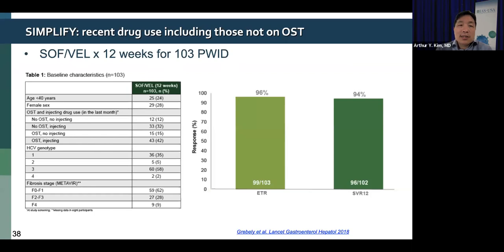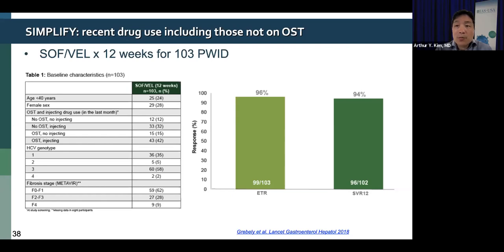But this SIMPLIFY study, which is international, looked at individuals with a variety of different characteristics. So you can see that a good proportion of these 103 individuals who are people who inject drugs are younger, with decent representation of females.